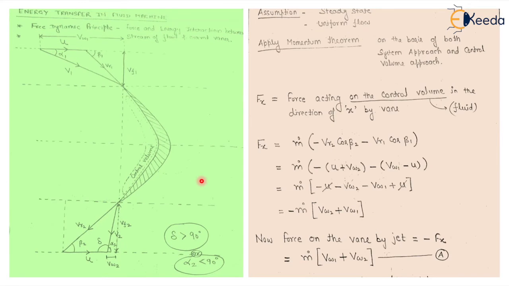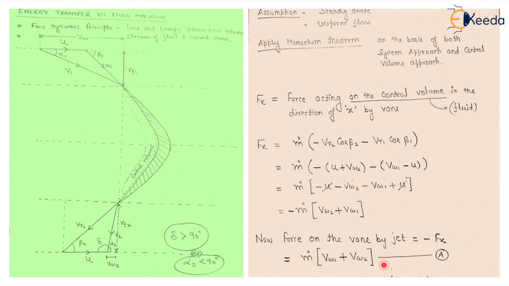Now let's see the energy transfer in a fluid machine. With the help of these velocity triangles, I explained the blade work or diagram work. This equation you know very well. This is the force acting on the jet by the vane. If I have to calculate the force on the vane by the jet, then it will be the negative of this one. So we get mass flow rate into VW1 plus VW2. This is the force on the vane by the jet.